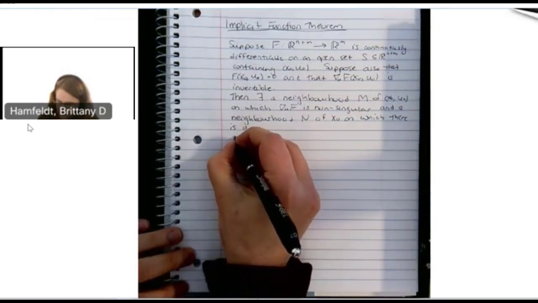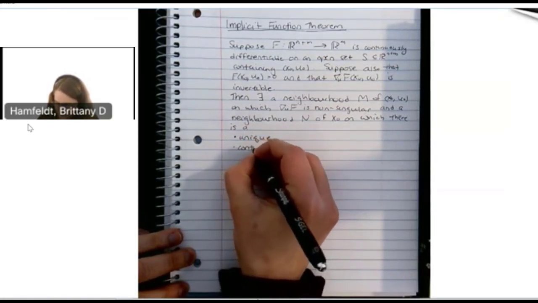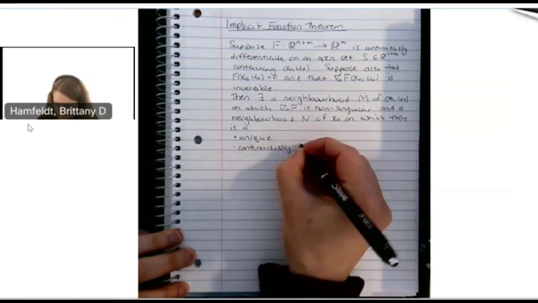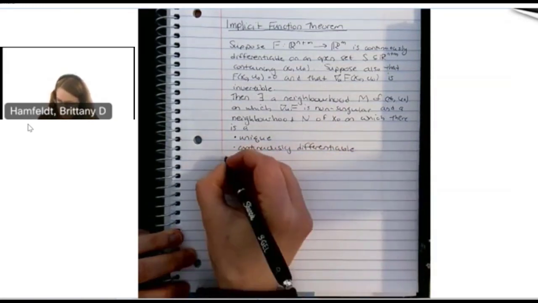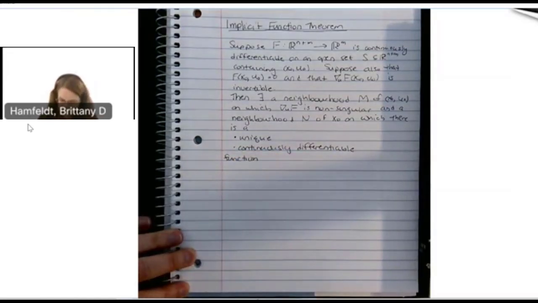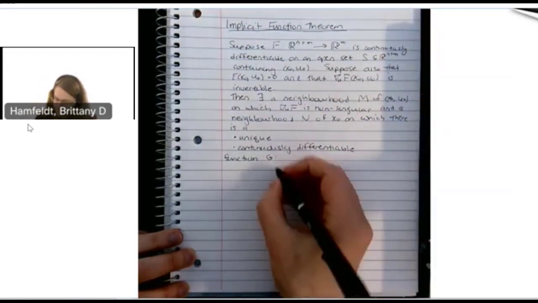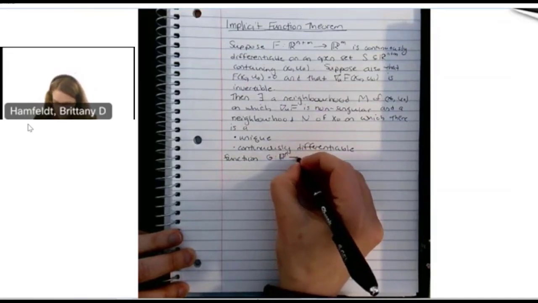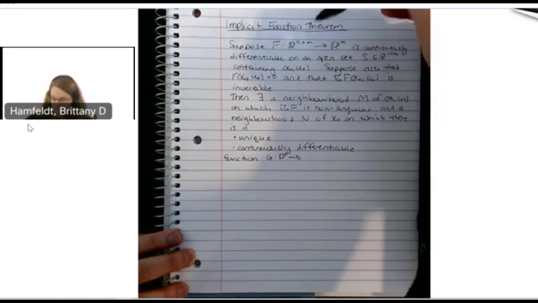So we would like to show that there is a unique and continuously differentiable function, g. G is the function that lets us solve for the u's in terms of the x's. So what is g? G takes as inputs the x variables. The x variables live in Rn. And it spits out our u variables. The u variables live in Rm.